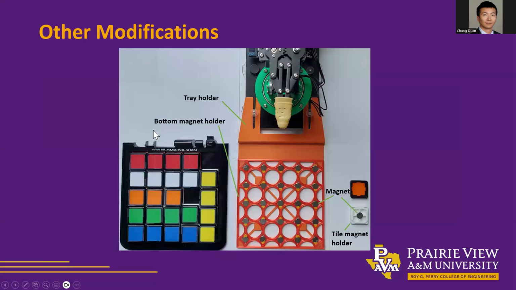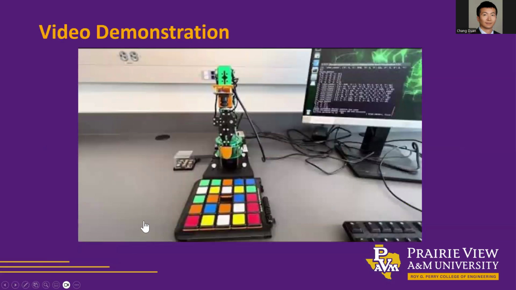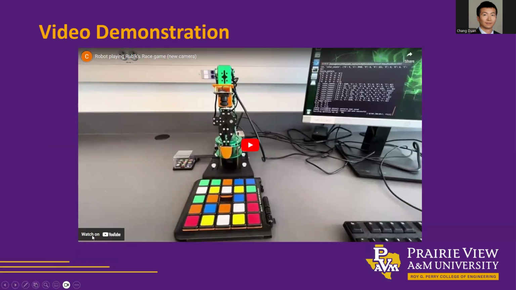All right, some other modifications we did: we added magnets to the puzzle. The tray has a magnet, and each puzzle piece also has a magnet, so the sliding and the positioning of the tiles can be more robust. We 3D printed many parts to help this process. All right, so let's look at a video demonstration here.